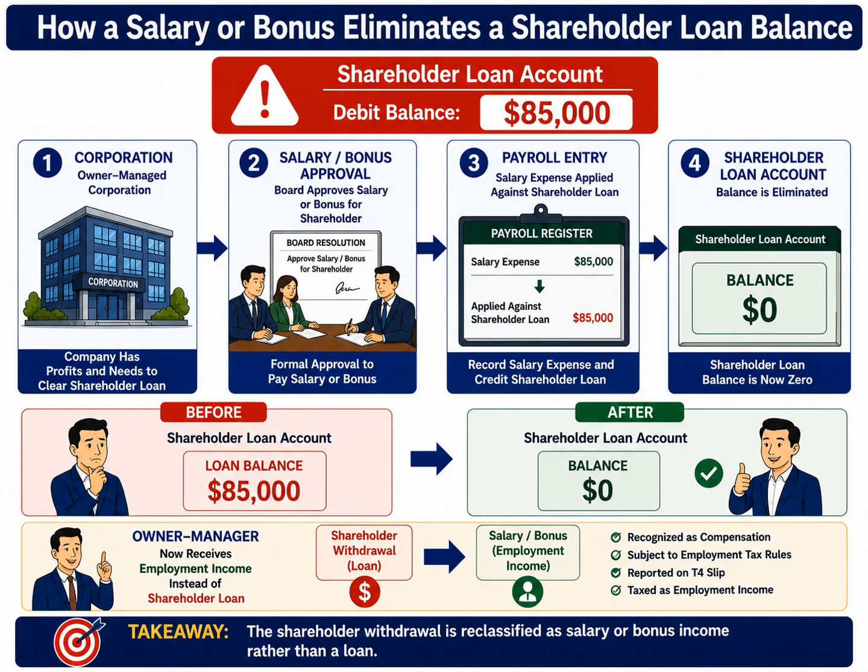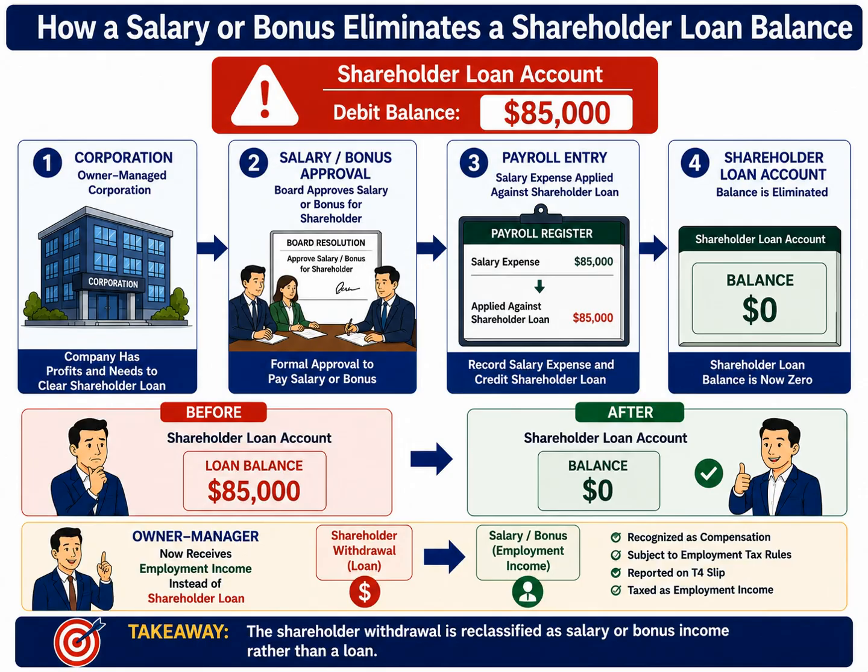Before the adjustment, the books show a shareholder loan balance of $85,000. After the salary or bonus is applied, the shareholder loan account balance becomes zero. At that point, the shareholder no longer owes money back to the corporation. However, just like the dividend method, eliminating the shareholder loan does not eliminate taxation. The key difference is that the shareholder is now receiving employment income rather than dividend income.